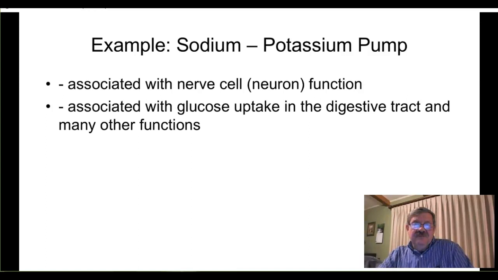Now, an example of active transport, again, movement of materials to areas where they're already in high concentration, is the sodium-potassium pump. And the sodium-potassium pump plays a number of different roles in the human body. It's associated with the function of neurons. It's associated with the uptake of glucose from the digestive tract, along with a lot of other functions.